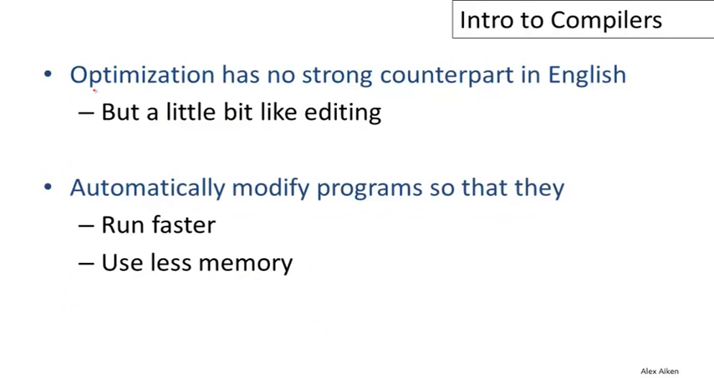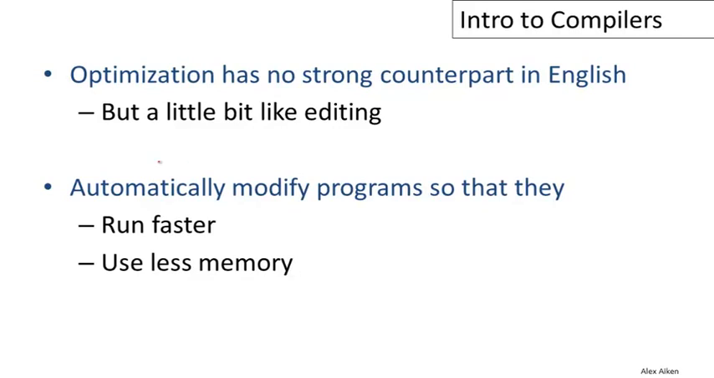The fourth compiler phase, optimization, doesn't have a very strong counterpart in everyday English usage, but it's a little bit like editing. And in fact, it's a lot like what professional editors do when they have to reduce the length of an article to get it down to some word budget.